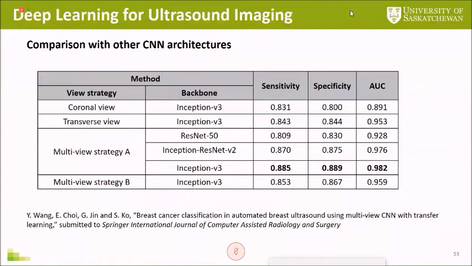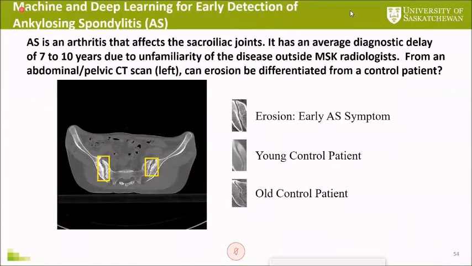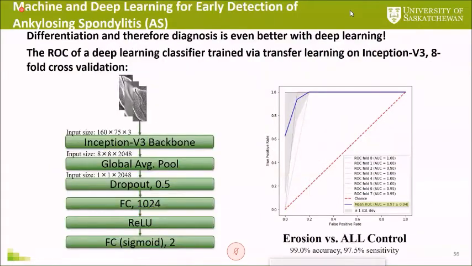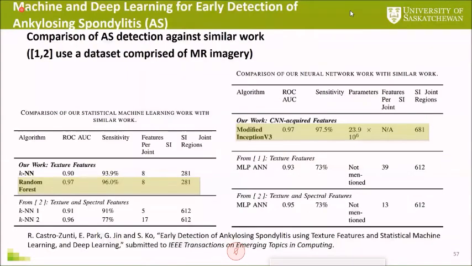Ankylosing spondylitis (AS) is a disease. It takes 7 to 10 years to be fully developed, but it's difficult to diagnose at an early stage. So, using some machine learning technique and deep learning technique, again based on Inception version 3 as a backbone, we were able to get the very high accuracy for this proposal. Okay, and that's the second example.